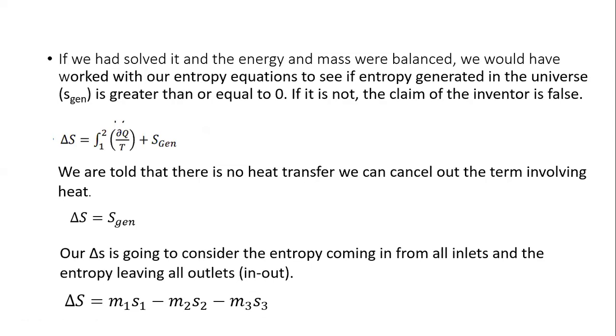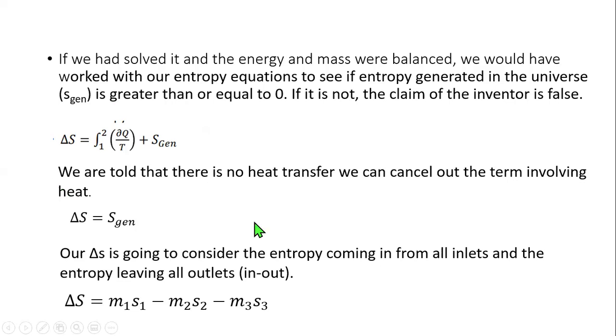But now if we had solved the question and the energy and mass were balanced, it means that the first law would hold, and we can now go further to see if entropy would be generated, or we can check the second law. Remember, for the second law, we said that SGen has to be greater than or equal to zero. So that's what we're just going to check now. If we had done it and mass and energy were both balanced, then we would have checked with the entropy expressions as well to see if our SGen is greater than or equal to zero. If it is not, then the inventor's claim is false, right?